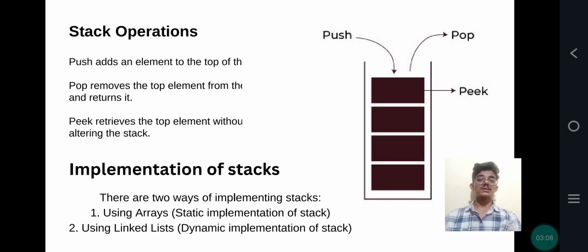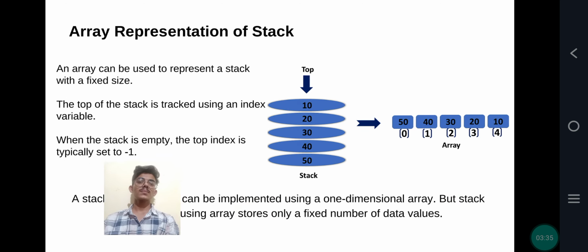Here, stack operations. Stack mainly contains 3 operations, that is push, pop, peek. Push means adding an element, pop means removing an element, peek means the first element, that is the top element. Implementation of stacks: there are mainly 2 types of implementation of stacks, that is by using arrays and by using single linked list.